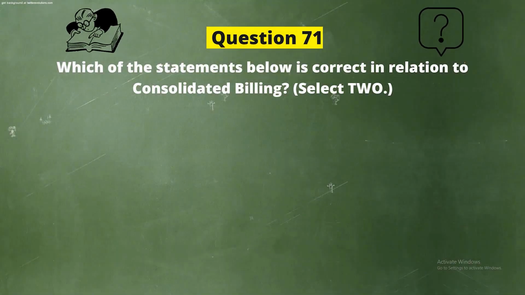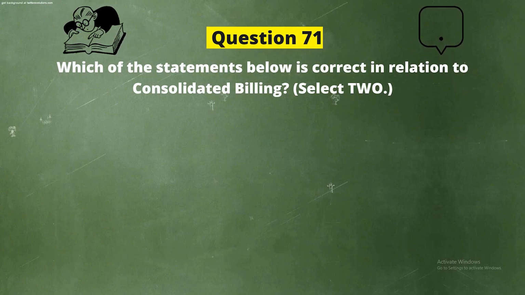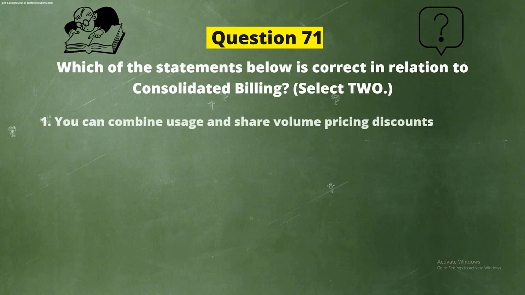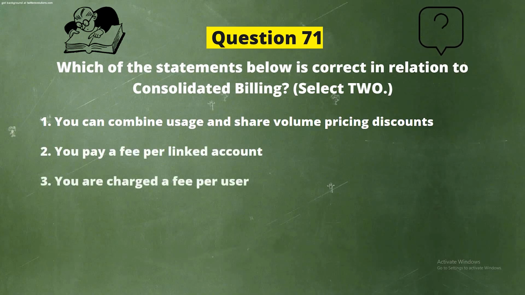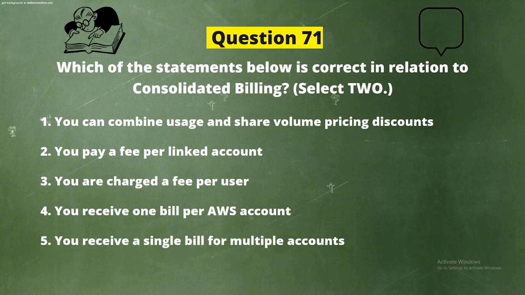Next question. Which of the statements below is correct in relation to consolidated billing? Select 2. And the options are: Option 1. You can combine usage and share volume pricing discounts. Option 2. You pay a fee per linked account. Option 3. You are charged a fee per user. Option 4. You receive one bill per AWS account. Option 5. You receive a single bill for multiple accounts.